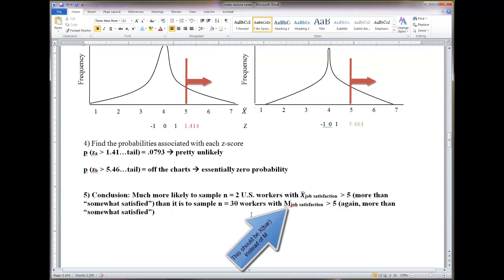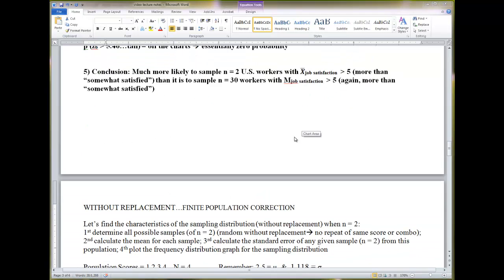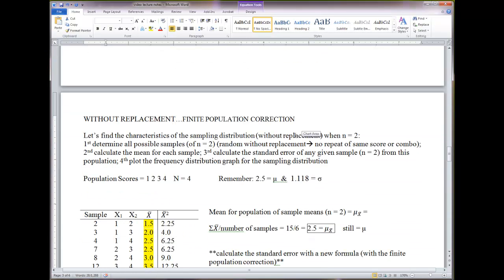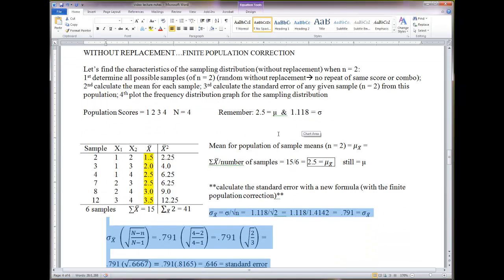And I'll put all of this on Canvas for you guys too, so you'll have these notes to look at and study. Okay, so now let's look at the sampling distribution when we aren't assuming replacement. So we have a simple random sample without replacement.